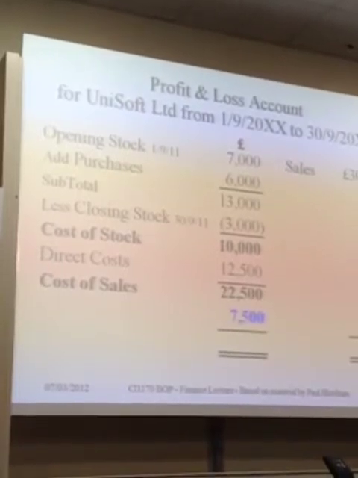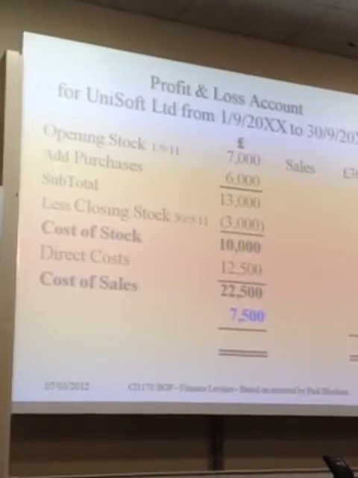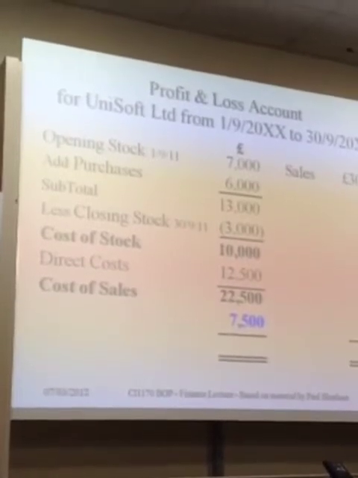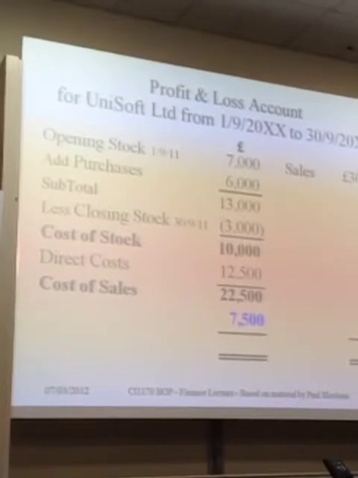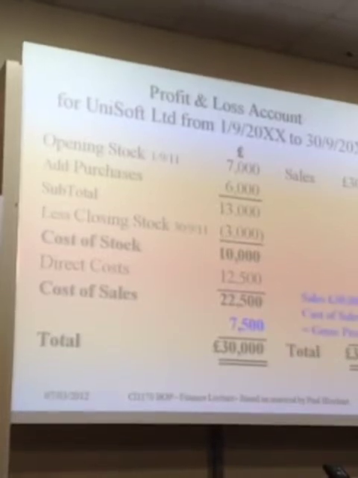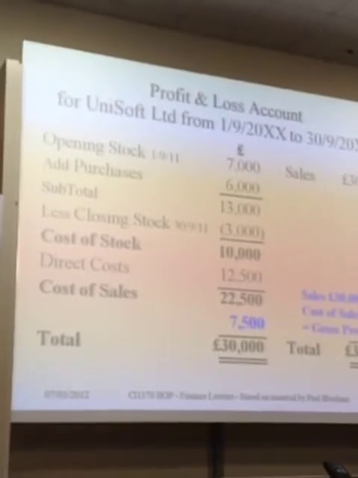So 7,500 is, what type of profit is it? Gross. Hang on, I heard a net in there somewhere. I heard a net. Okay, you know now, don't you? What type of profit is it? Gross, yes, good. Thank you. Gross profit. Okay, right.